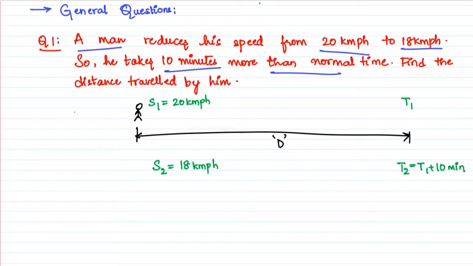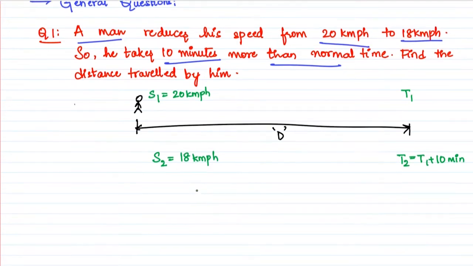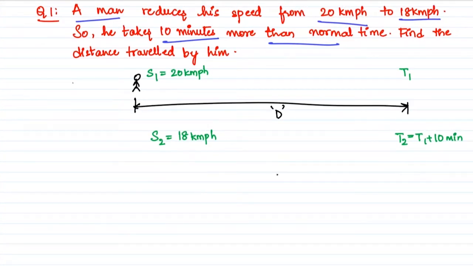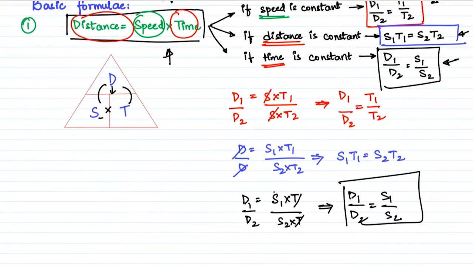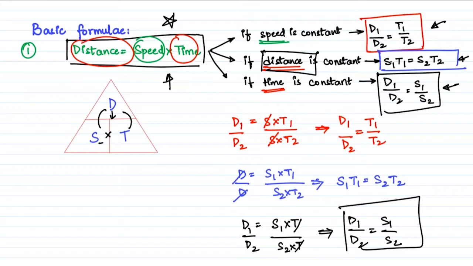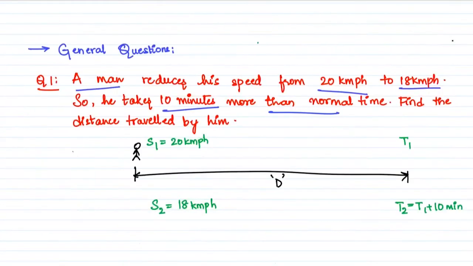t1 plus 10 minutes, because he takes 10 minutes extra. Because he has slow speed, he'll take 10 minutes extra to cover the same distance. So now what formula should we use from the above concepts? If you can see right here, the distance is constant, right? So if the distance is constant, s1 t1 is equal to s2 t2, you can use this. So let us try to use that, right?